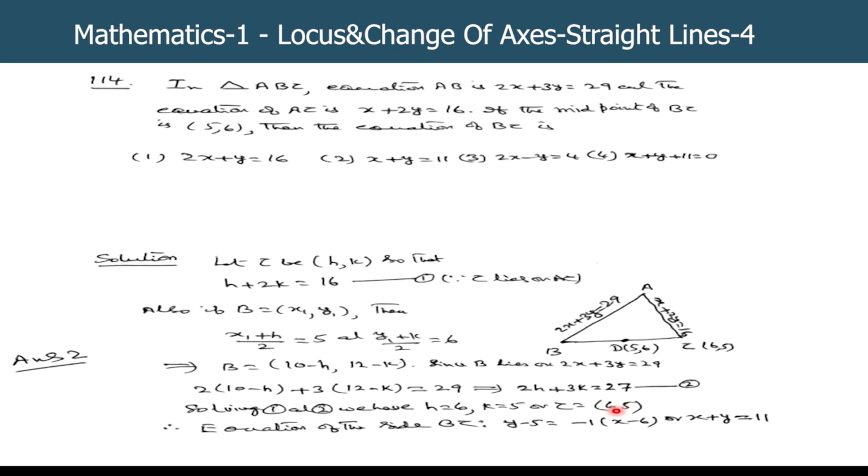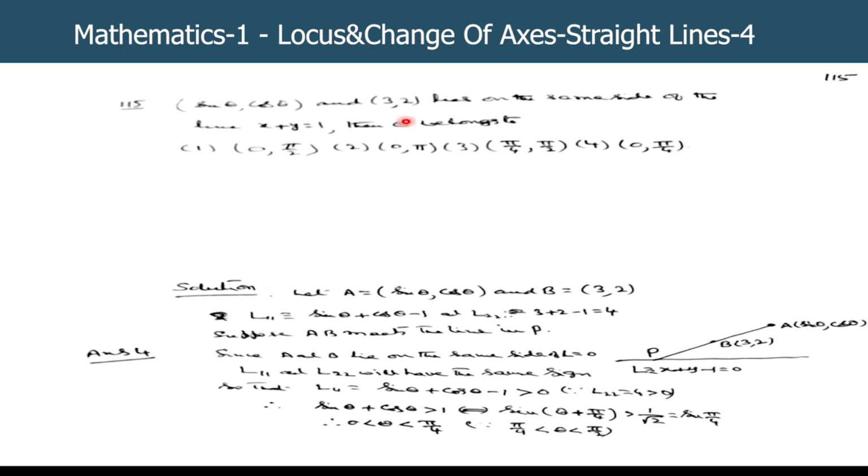Because the slope of BC is nothing but the slope of the line through C and the midpoint D. The slope is (5 minus 6) by (6 minus 5), which is equal to minus 1. So that's why its equation is y minus 5 equals minus 1 into (x minus 6), or x plus y equals 11. So x plus y equals 11. So option number 2.